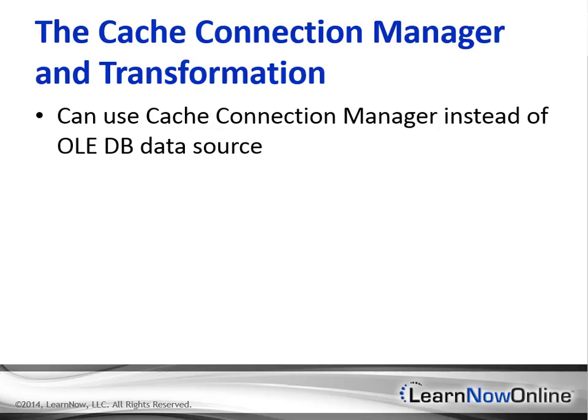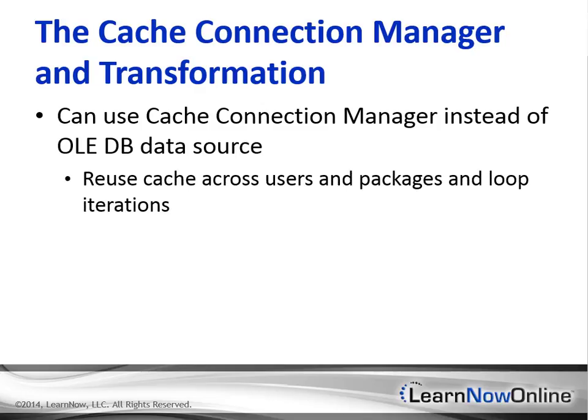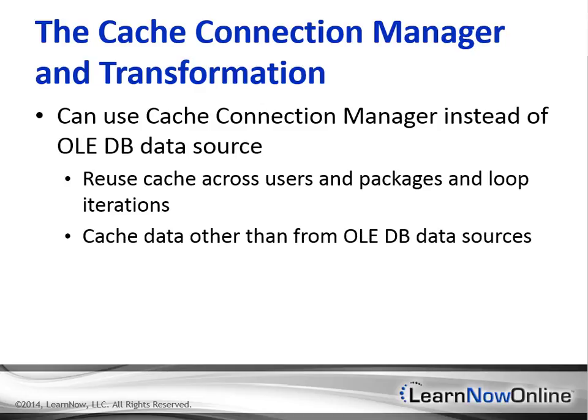So using a Cache Connection Manager has several benefits. The first is that you can reuse the cache across users and packages and within loop iterations, saving the time of extracting the data over and over. And in particular, in the case of loop iterations, the cache would otherwise be reloaded for each loop iteration because you're defining a different data flow. Another benefit is that you can cache data from data sources other than OLEDB sources. This is sometimes the most compelling reason to use this technique, and it's a reason why I really want to emphasize it as a benefit.